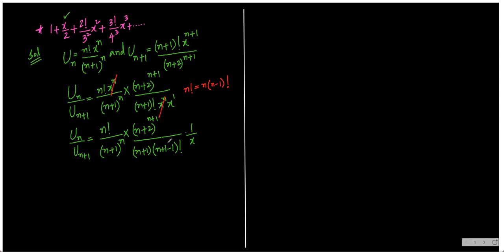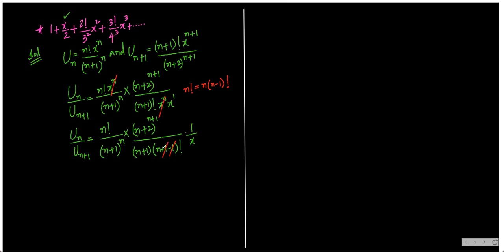Yes, sir. This plus 1. Sir, please say it once again, sir. See this n factorial, right? This n plus 1 factorial, we are assuming this as n factorial format. So this n factorial, we can split it as n into n minus 1 factorial. So this n plus 1 can be written as n plus 1 into n plus 1 minus 1 factorial.